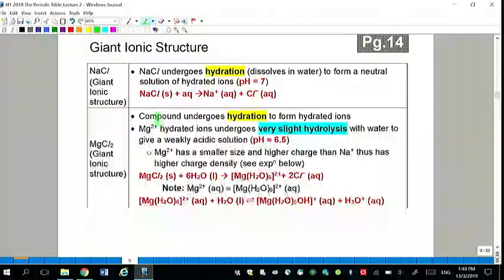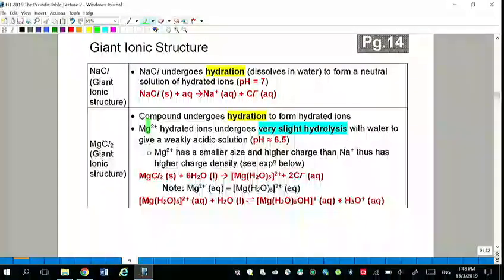Next part, I look at magnesium chloride. Magnesium chloride, same thing as sodium chloride, will undergo what we call hydration. So the Mg2+, the magnesium ions, will actually be surrounded by your water molecules. And then we call this a hydrated ion. Makes sense, right? Hydration, hydrated ions.